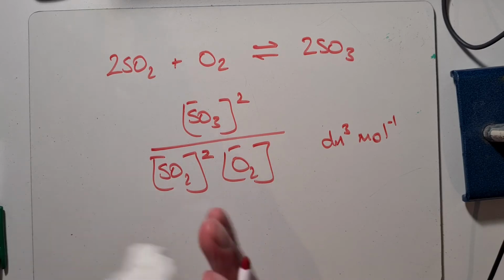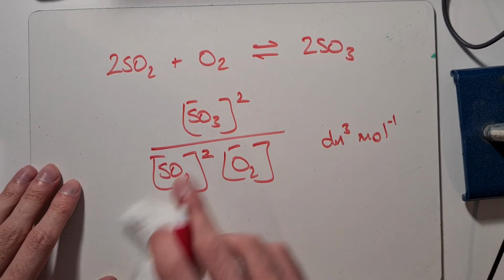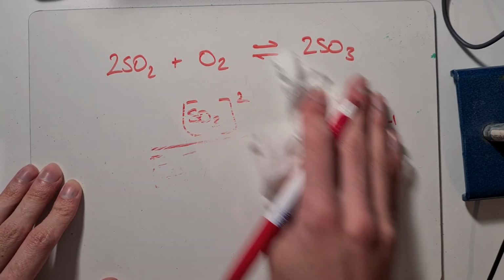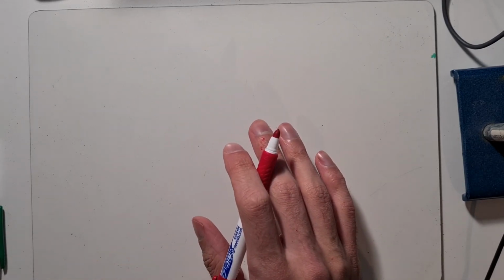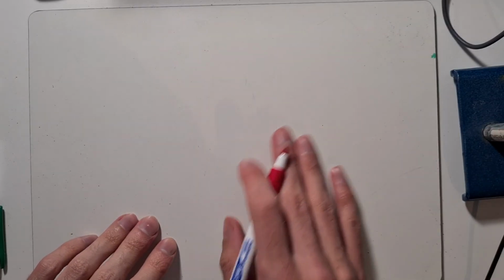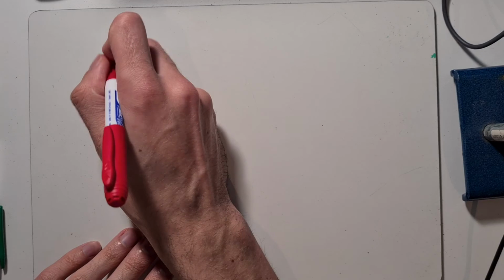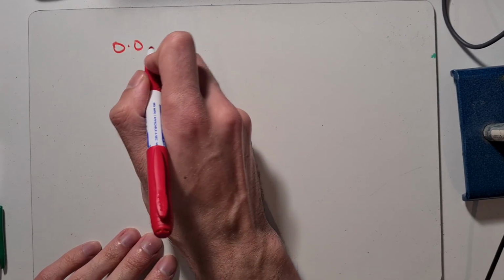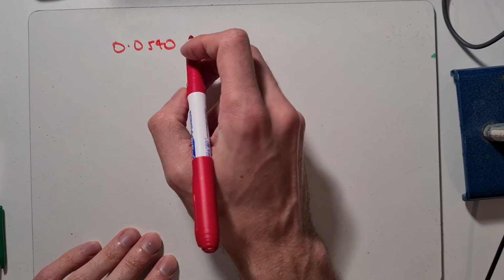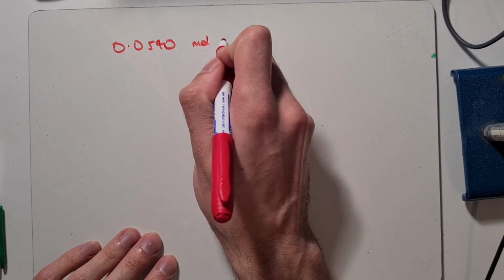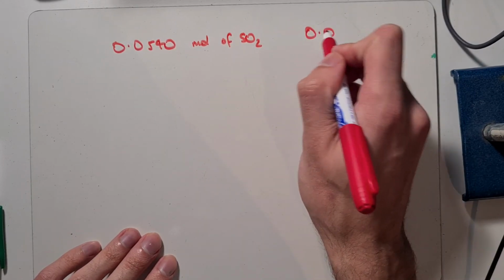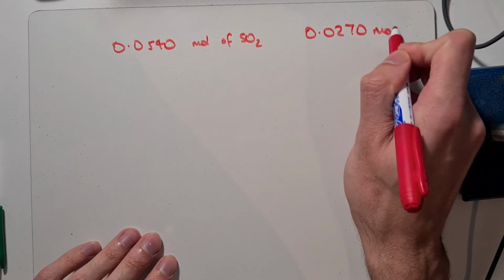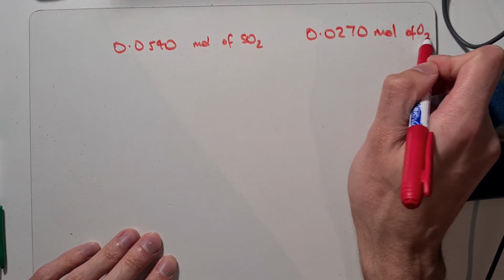Then in part 2, we need to determine the amount or the concentration of SO3. Well, no, equilibrium amount. And it says, give your final answer to an appropriate number of significant figures. So we have 0.0540, so 3 significant figures here, mole of SO2, and 0.027, again 3 significant figures of O2.